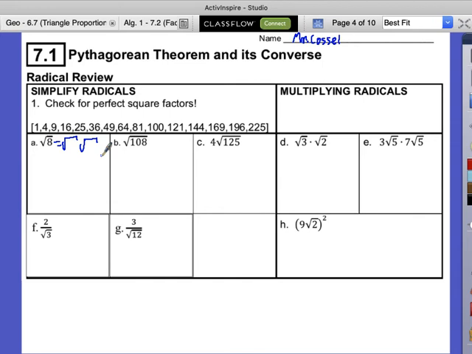Is it reasonable to say that 9 can be a factor of 8? No, why not? It's over it, right? So what's the first number we should start with? 4. Is 4 a factor of 8? Yes. How many times? 2. So the square root of 8 is the same thing as the square root of 4 times the square root of 2.